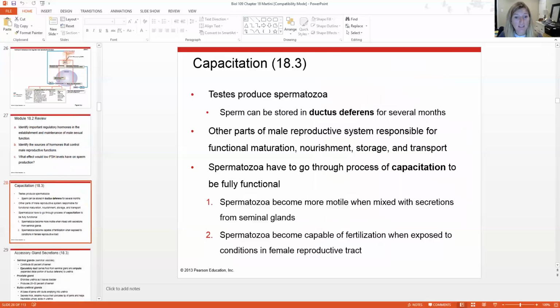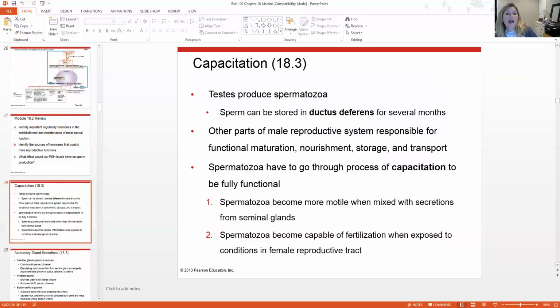Capacitation is the last little part of sperm formation. The testes produce the sperm. The sperm are stored in the ductus deferens for several months, as well as the epididymis. Other parts of the male reproductive system are responsible for maturation, nourishment, storage, and transport.